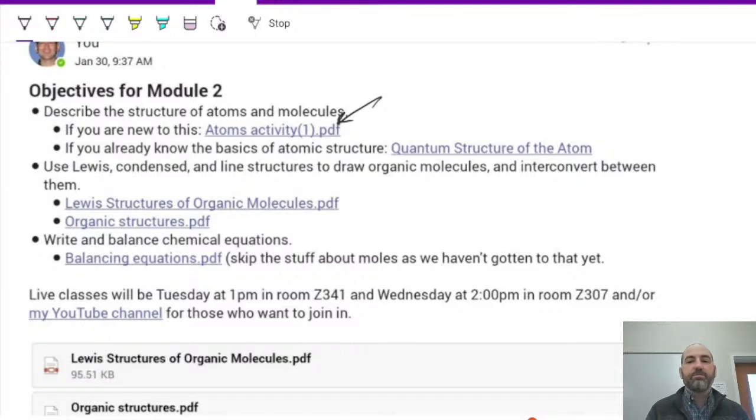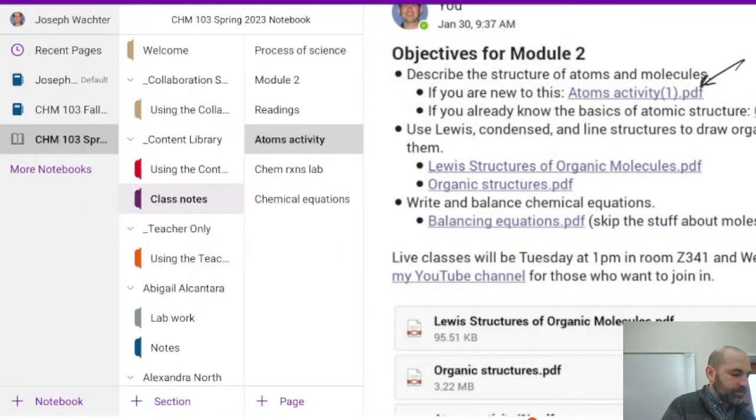So that's the idea. Yes, you want to be able to meet objectives, but you also need to be learning new things. If you had already done this from a previous class, I still want you to do more and learn some new things. All right, so let's talk about that first one, the atoms activity.